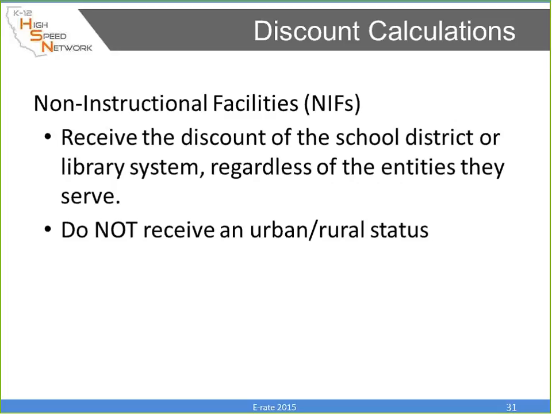Okay, I'm going to wait till my screen's, there we go. So it's non-instructional facilities, they just simply don't influence the discount percentage. They don't get an urban rural status, and they don't have a student population. Even if they used to be the old non-instructional facility with a classroom, those students are enrolled at a site somewhere. That site gets credit for those students, not the non-instructional facility.